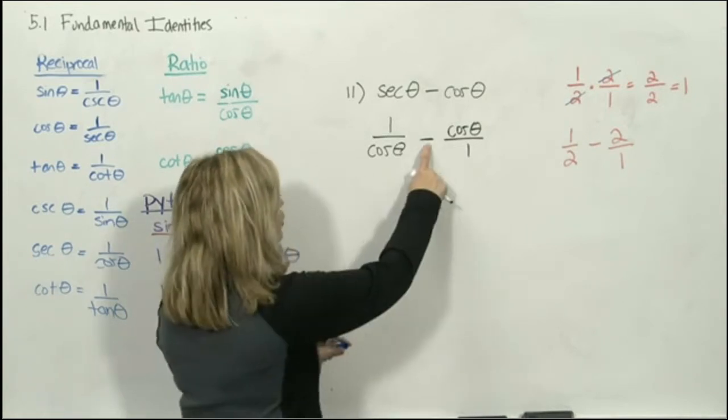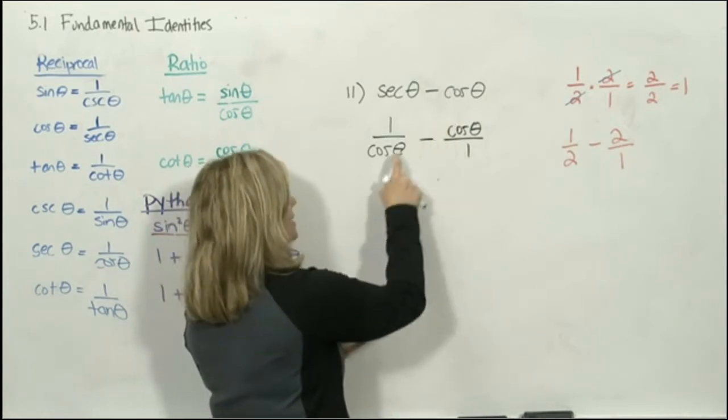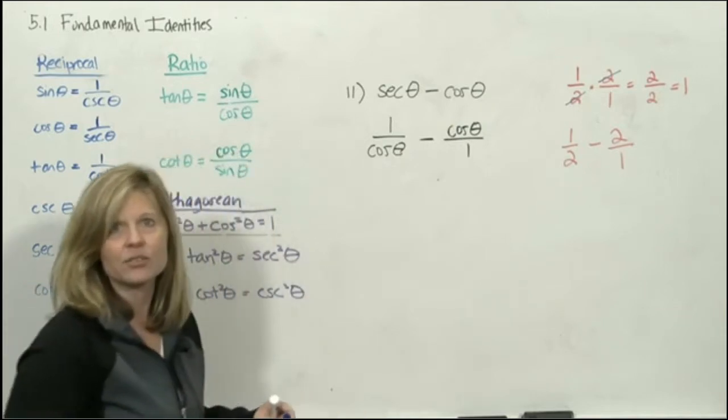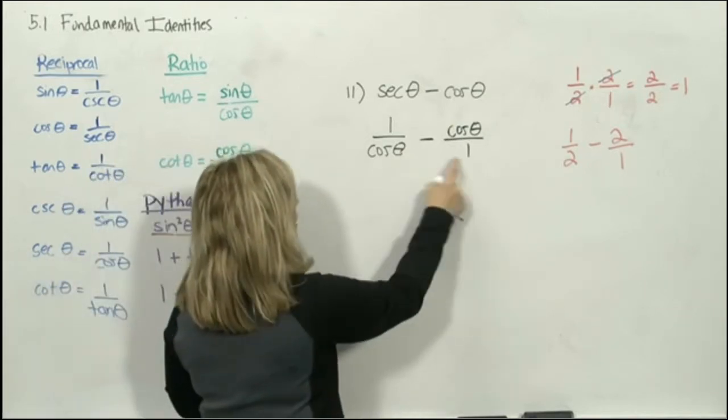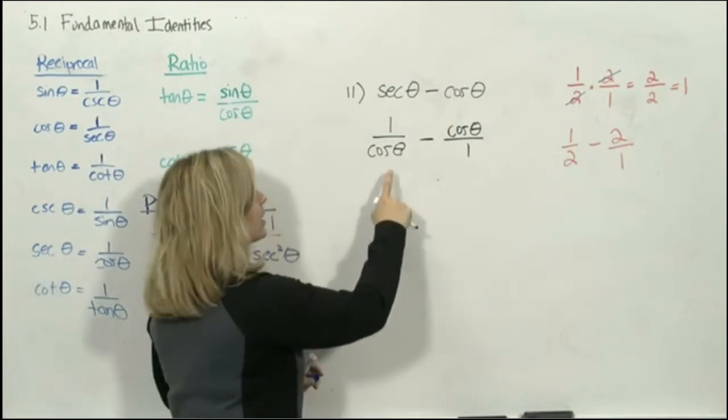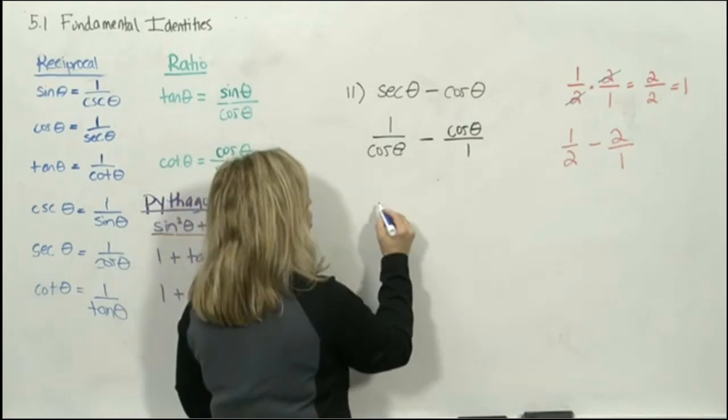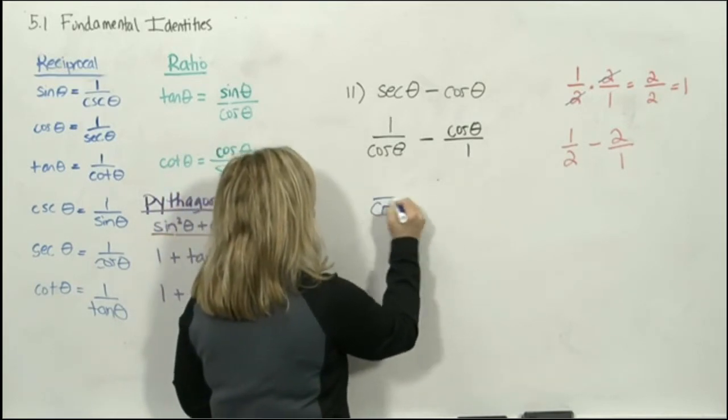So guys, we are subtracting. There is no canceling out these cosines, thetas. To subtract, I need a common denominator. What is the common denominator of cosine theta and 1? It is cosine theta.